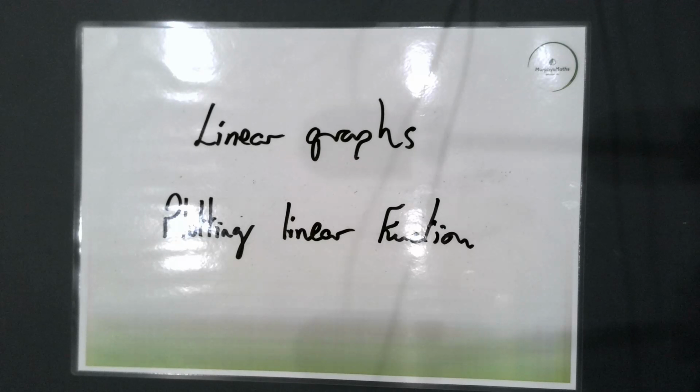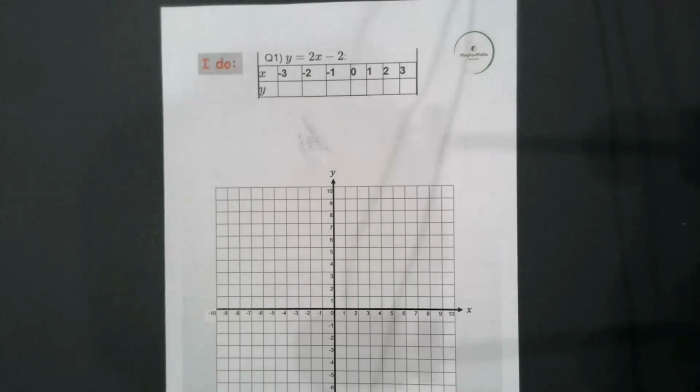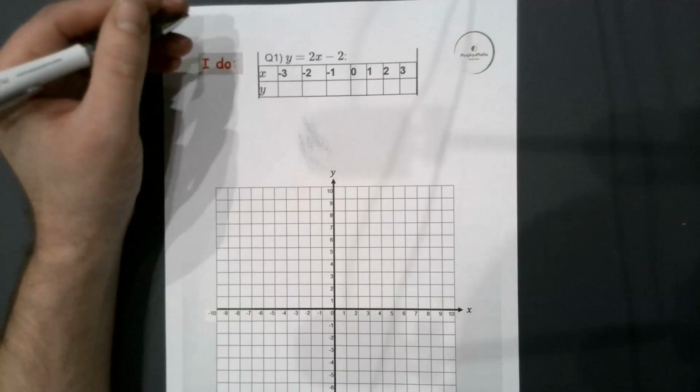In this video we're going to look at plotting linear functions. What you should have looked at before this video is how to generate coordinates for a linear graph. So if you haven't already, do look at that video. So in our first example, we have got y is equal to 2x minus 2.